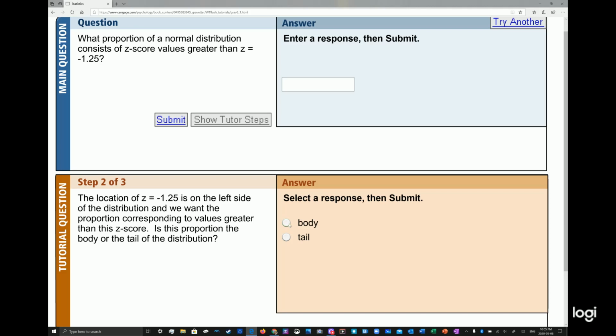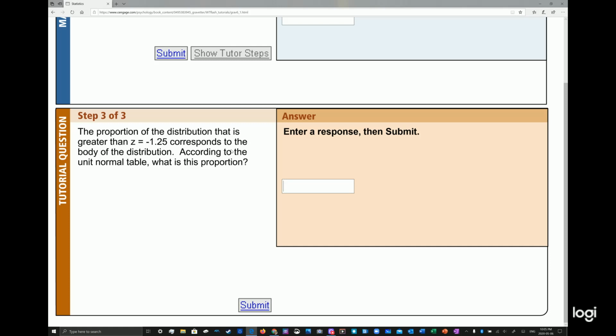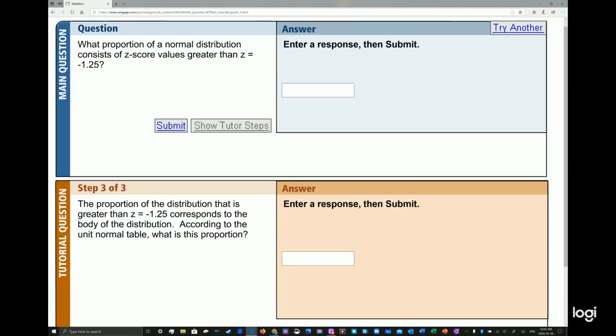So the proportion then for values greater than z equals negative 1.25, that would be, let's see, the body. Because we're looking at values of z that are going to be closer to the mean and then above the mean. Correct. If I answered incorrectly, the tail, it didn't let me do that once I made this correct response.